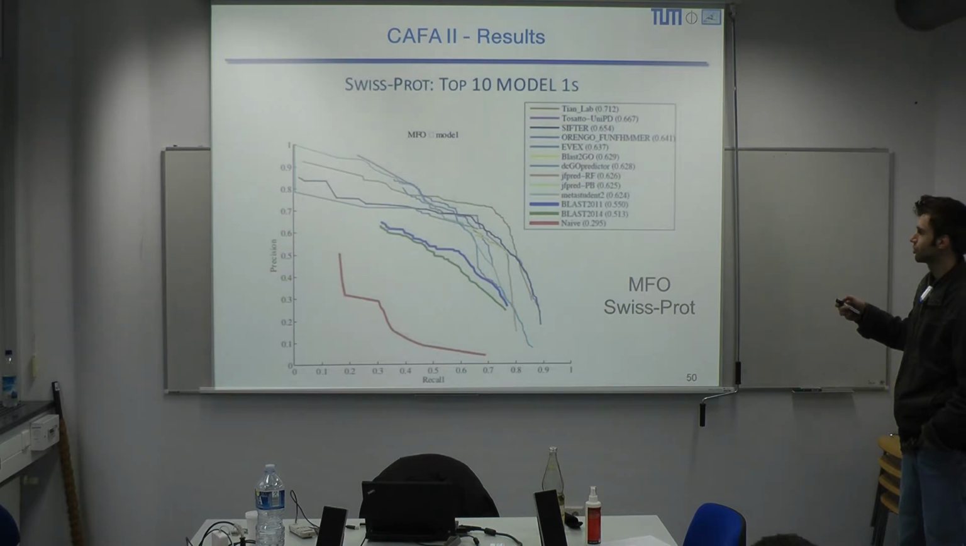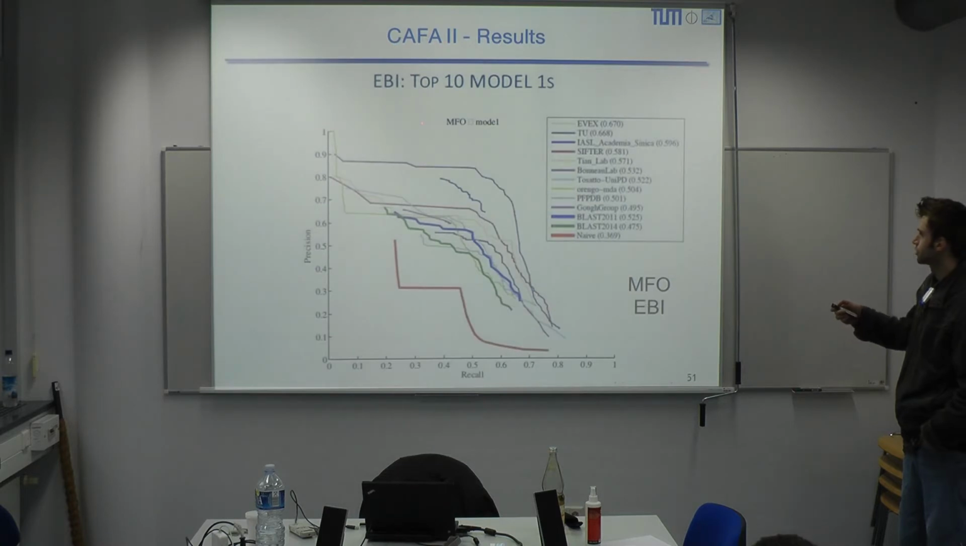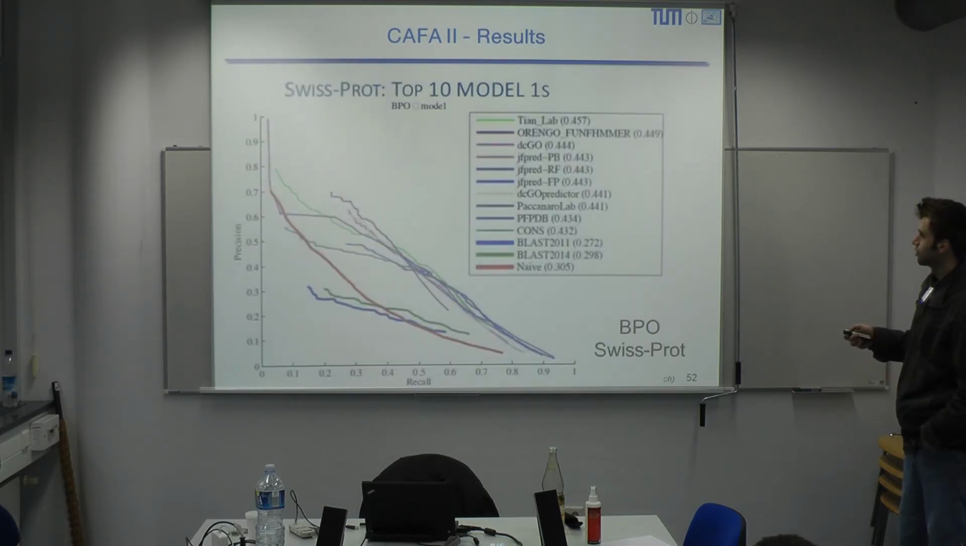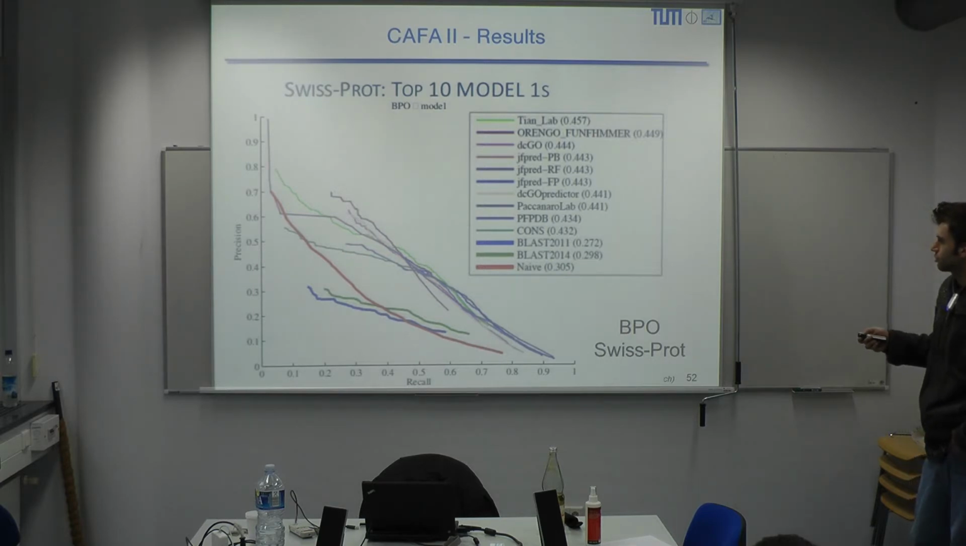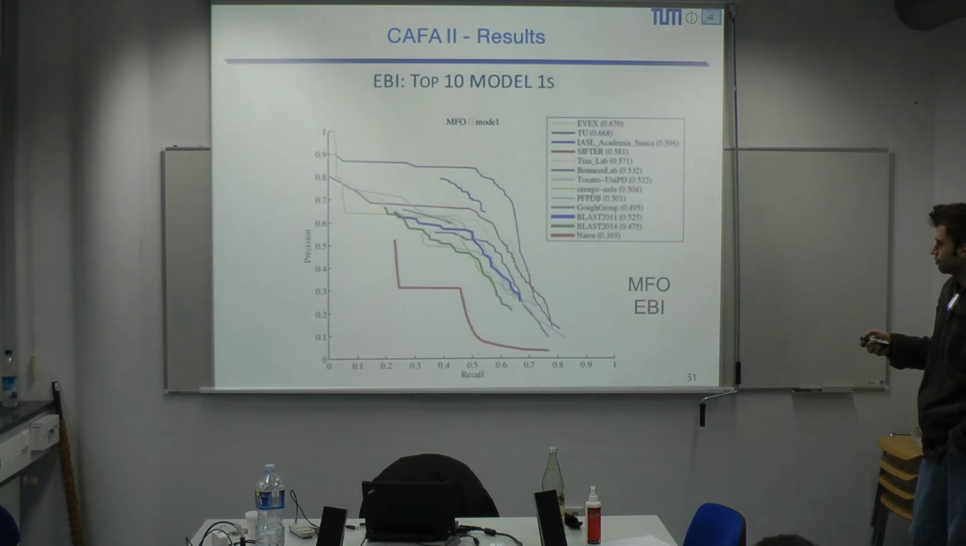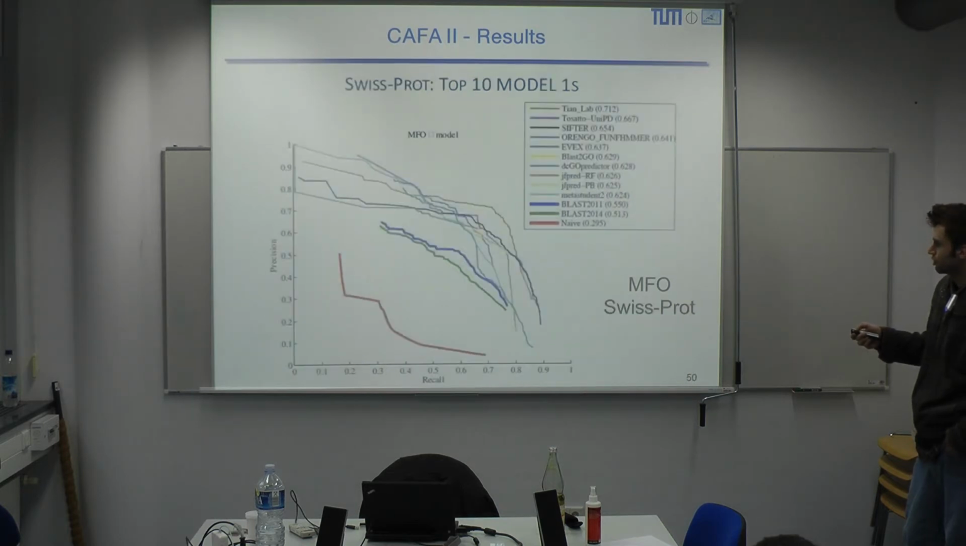So the Swissprot for the MFO targets, we are at 10th place right here. Let's go further. For the EBI targets, not in the top 10. Rather bad performance actually for BPO. What you can generally observe here is a huge improvement compared to the first CAFA experiment, which might be due to the easier targets. But these results are definitely also, in absolute terms, very usable. So this method is really impressive from Chandler, for example.